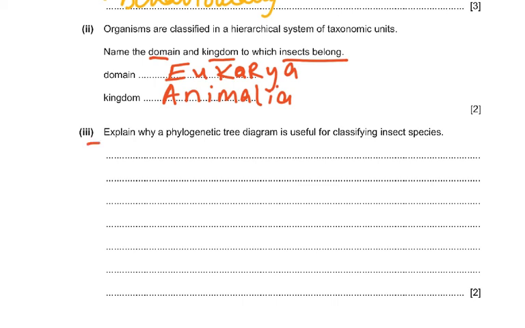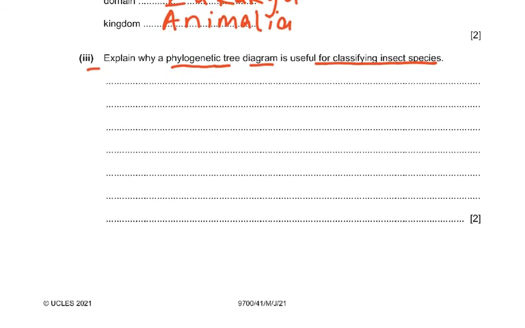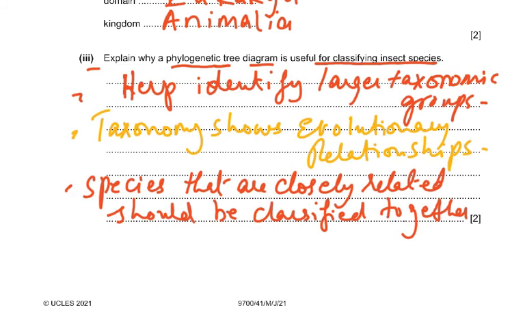Then explain why a phylogenetic tree diagram is useful for classifying insect species. Now, why do we need such a tree or a diagram for classifying insect species? So basically, why do we draw this tree diagram? It helps to identify the larger taxonomic groups, and taxonomy shows evolutionary relationships, and species that are closely related should be classified together. So a bit difficult to word it, but if you knew it, you could easily find some way to write it in the correct biological English.